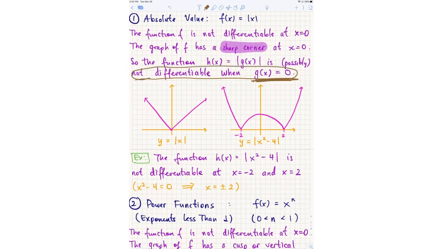This g of x equals 0. Now, what is g of x? That is the inside of the absolute value, if you look at this example here. So looking at, say, this right graph, let's look at a specific example.